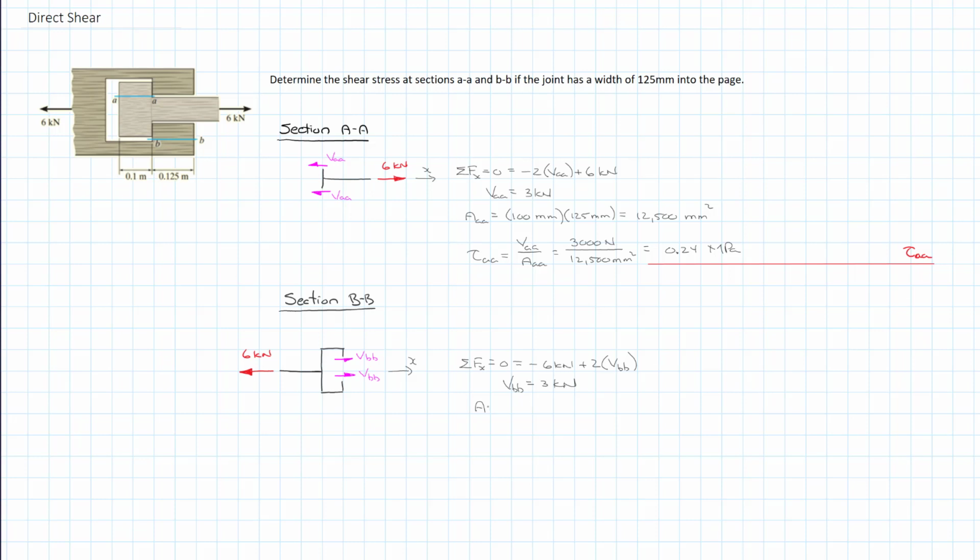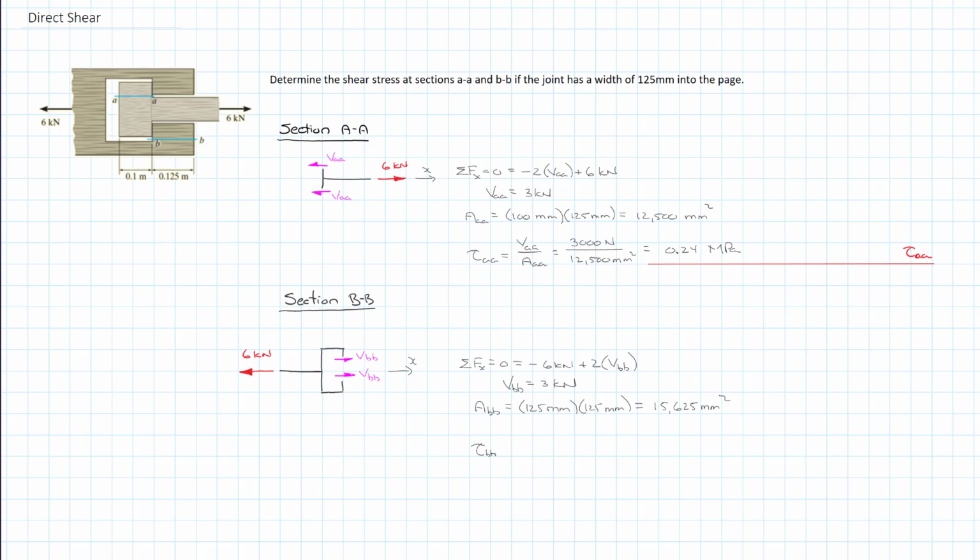We need our area of BB. So we go over to our diagram, we look, we see it's 125 millimeters in width as per the diagram, with a depth into the page of 125 millimeters. And that gives us an area of 15,625 millimeters squared. And with that, we have everything we need to finish solving the problem.